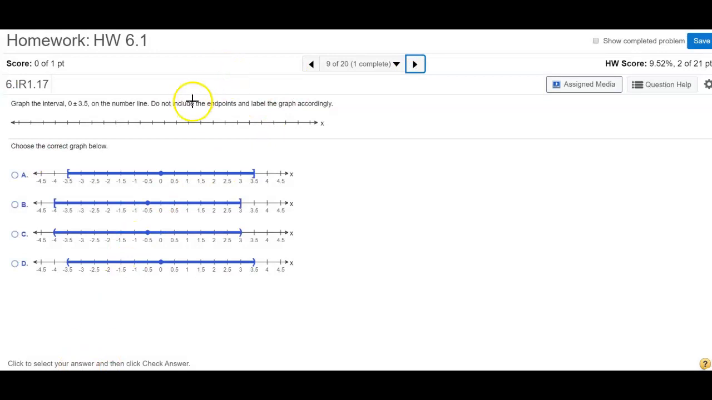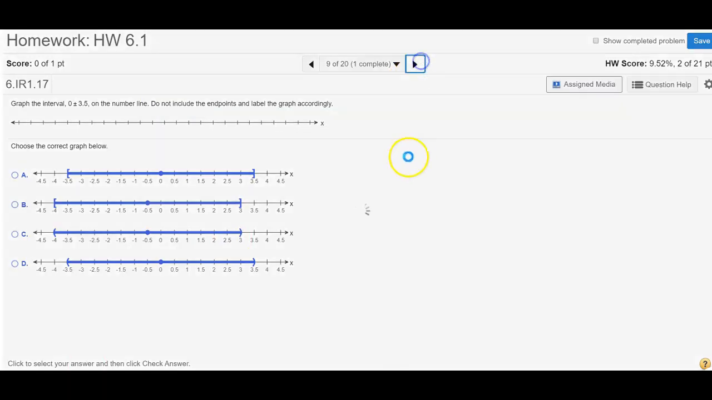Okay, the next one says does not include. I will let you all work on this one. When it says does not include, you will have parentheses, not brackets. Include is brackets, does not include is parentheses.